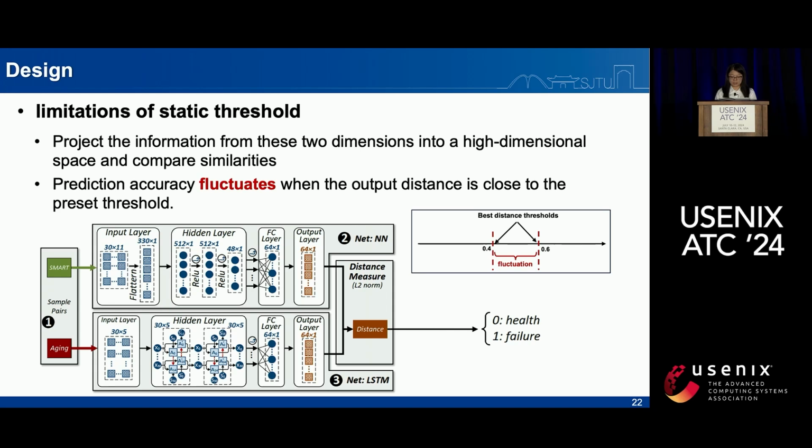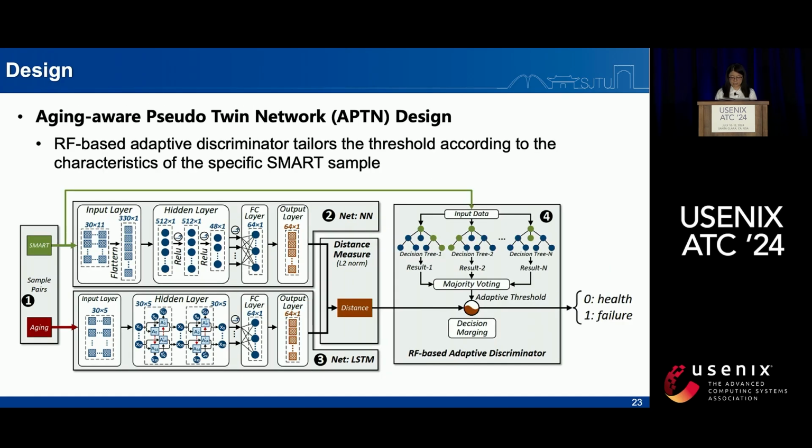However, the prediction accuracy fluctuates when the output distance is close to the preset threshold, and it misses the correct identification. To address the problem, we add a random forest-based adaptive discriminator to dynamically adjust the decision margin threshold, to compensate for the threshold fluctuations according to the characteristics of the specific real-time SMART sample. So our design is all set now.